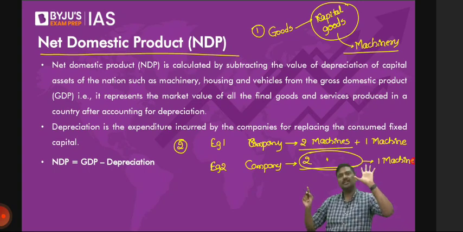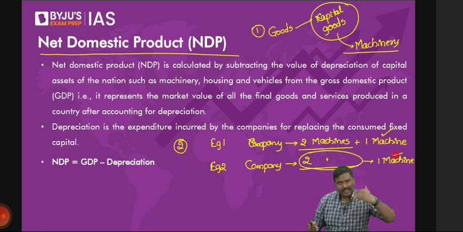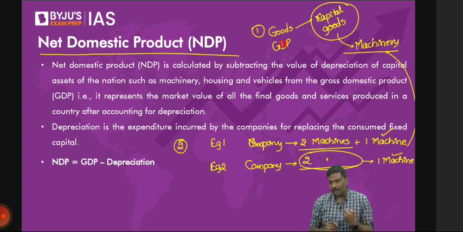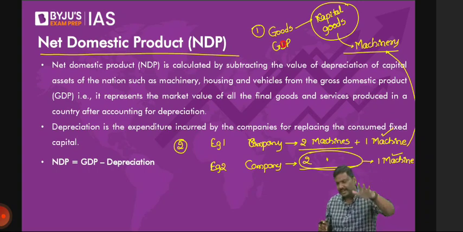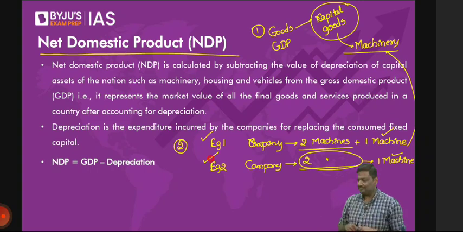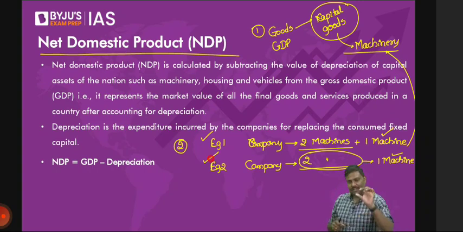Now, is it okay if I say in both of the examples, this machine is nothing but part of this year's GDP? Let me know. In both of the examples that I've given here, I've purchased machines. Both of these machines are part of GDP of current year. But now tell me, in which of the two examples will the production increase? Look at it. Just look at it. In which of the two examples will the production in the economy increase?